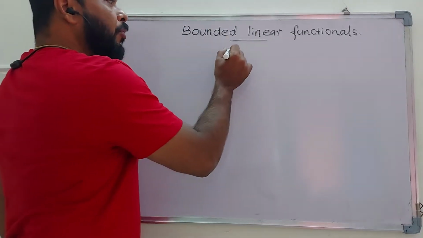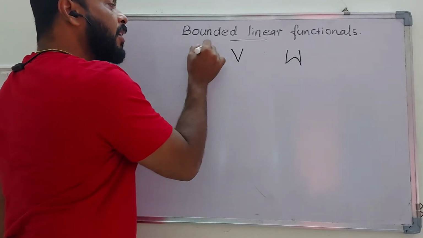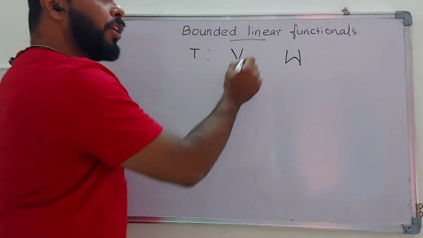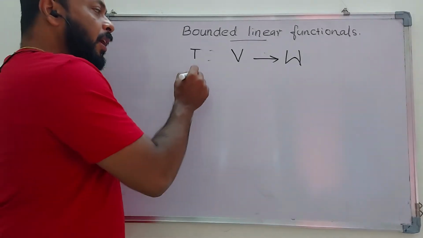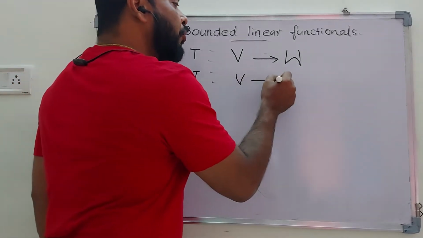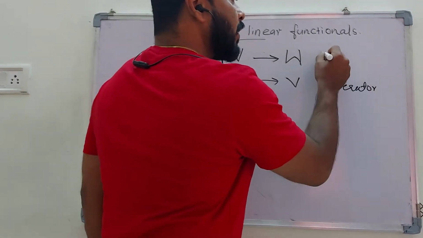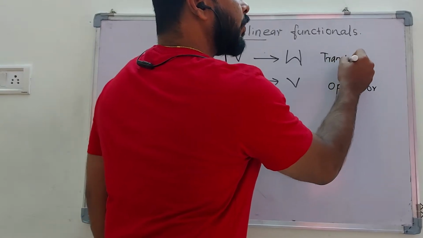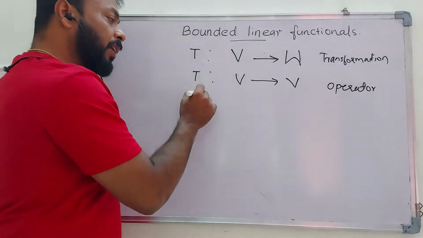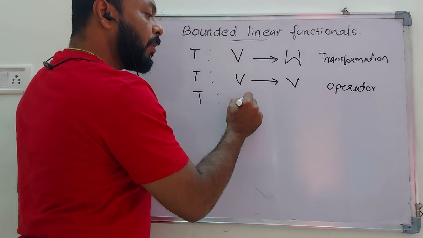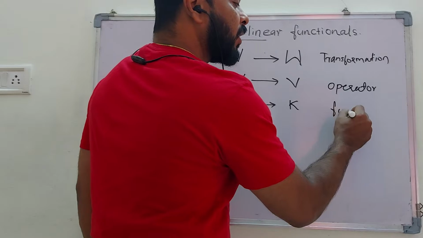That is, if we have two vector spaces V and W, then a linear transformation T is from V to W, where V and W are vector spaces over the same field. If T is from V to V itself, we call it a linear operator. Okay, this is linear transformations. And if V is a vector space over the field K, any linear function from V to the underlying field K is called a linear functional.